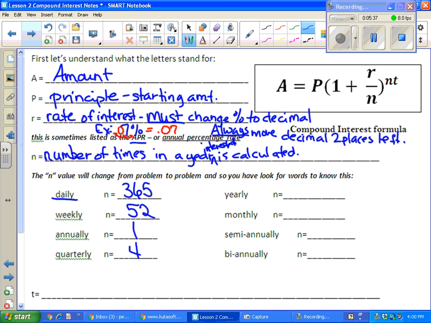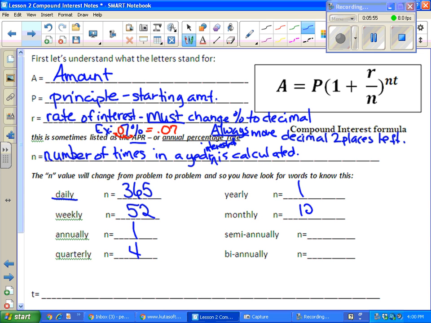So every 3 months, they have a quarter. The next 3 months, second quarter. The next 3 months, third quarter. And the last 3 months of the year is called the fourth quarter. So it's 4 quarters in a dollar, 4 quarters in a year. Yearly is another word like annually, one time a year. Not too many things I can think of do yearly, but it's possible.